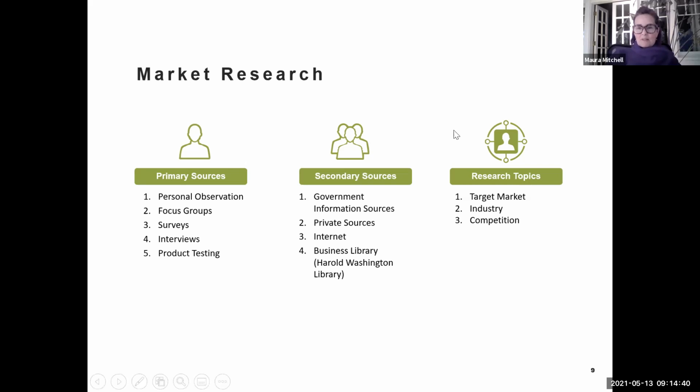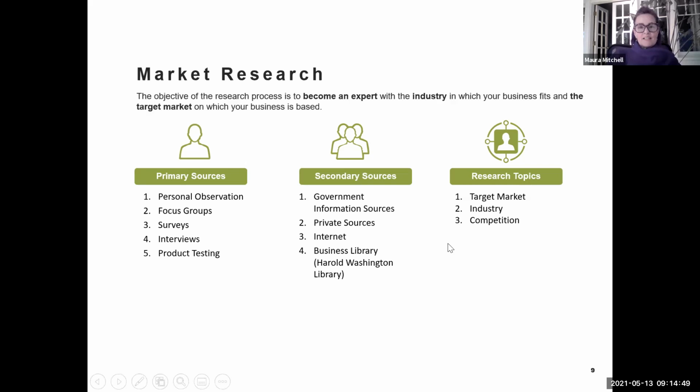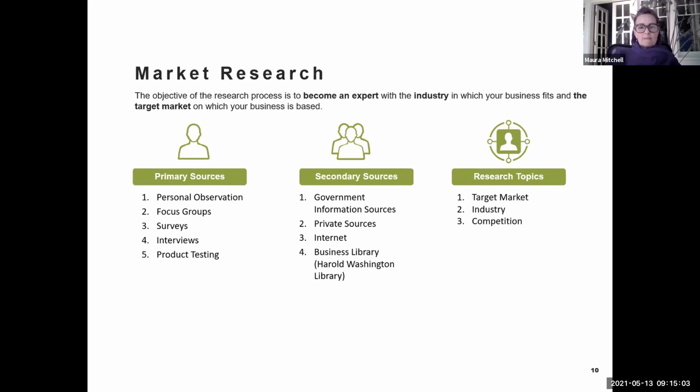And the typical topics we cover in market research are the target market, the industry, and then your competition. The objective is to become a subject matter expert within your industry and then figure out your target market. So today we're going to focus on target market, and we're going to work on primary market research.